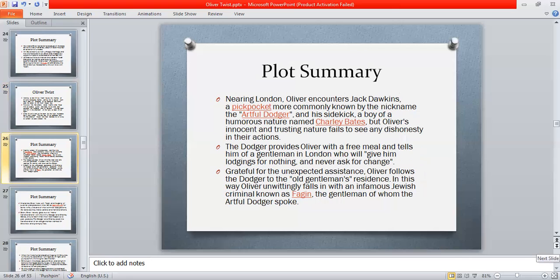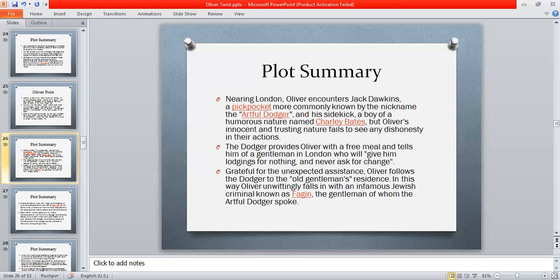Nearing London, Oliver meets Jack Dawkins, a pickpocket more commonly known by the nickname the Artful Dodger, and his sidekick, a boy of humorous nature named Charlie Bates. But Oliver's innocence and trusting nature fail to see any dishonesty in their actions.